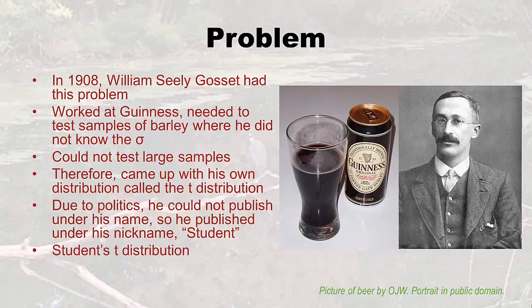Although some people get really political about it and they say we have to call it Gossett's distribution. He was robbed of his whatever, but we can call it Student's. I'm sure he's fine with that. He seemed like a really modest guy, actually.